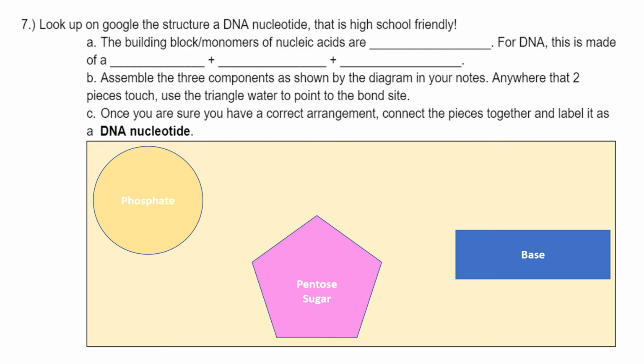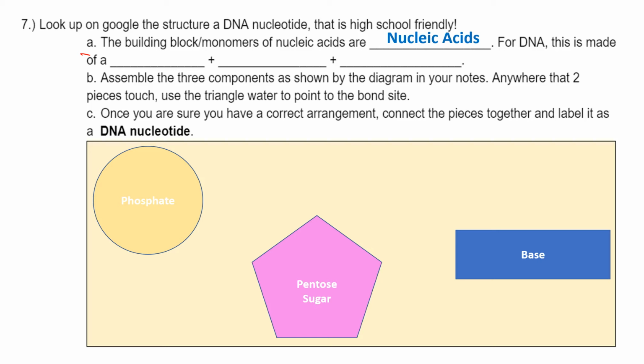Number 7. Look up on Google the structure of a DNA nucleotide that's high school friendly. So find an easy picture. Try not to find one that has the atoms arranged. Just find the molecules that make a nucleotide. So, actually real quick, this part. The building block or monomer of nucleic acids are what? What is the building block of nucleic acids? The answer would be nucleotides, okay?